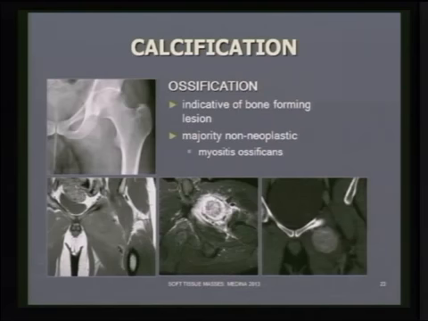Now, ossification is again indicative of a bone-forming lesion, and the vast majority of cases showing ossification, as opposed to simple calcification, will be benign, non-neoplastic, and cases of myositis ossificans.